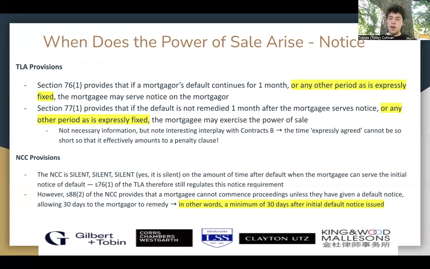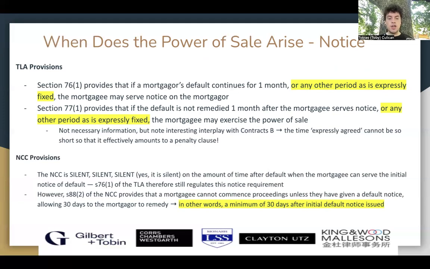Now, okay, so you've established whether the NCC applies or does not apply. If it doesn't apply, you have the TLA provisions, and this is about the notice requirements, and when after default the power of sale arises. So Section 76.1 provides that if a mortgagor's default continues for 1 month or any other period as is expressly fixed, note in your factual scenario, look at the contract of mortgage, the memorandum of mortgage. What does it say about this particular matter? There may be something. If it's silent, you just assume that the TLA minimum or standard applies of 1 month.